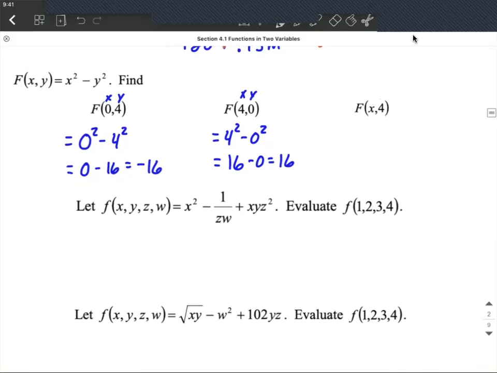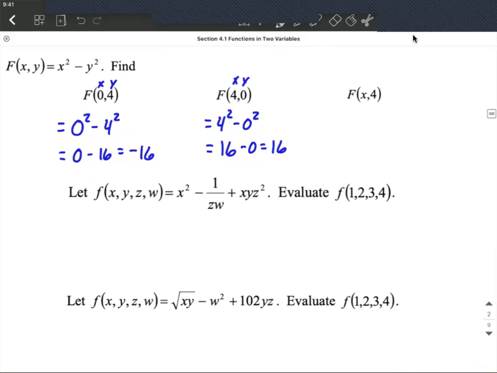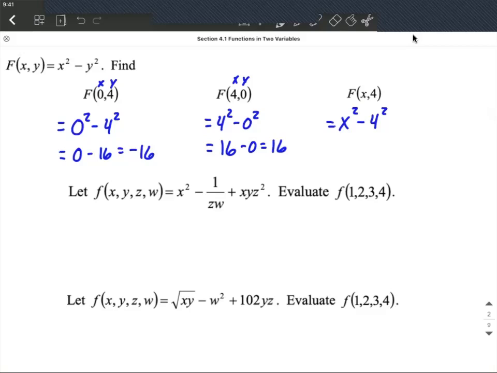Now what happens if we change it up and we go f of x, 4? All right, in this case, we replace the x with x, or leave that alone, minus replace the y with a 4, and that's going to get squared. So a little bit of simplifying down, we can say x squared minus 16.